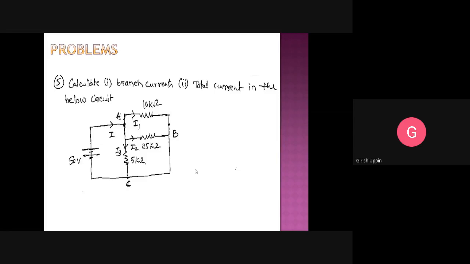Can anybody tell me how these three resistors are connected? In parallel. Okay. Why in parallel? Because the total current is splitting into three parts: I1, I2, and I3. Very good, very good. That is a very nice explanation.